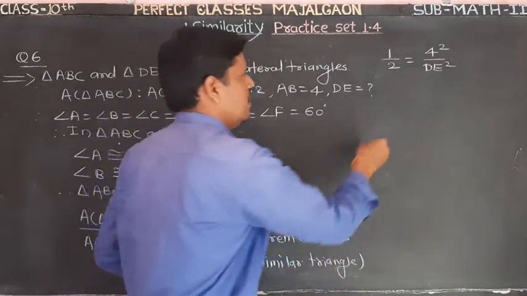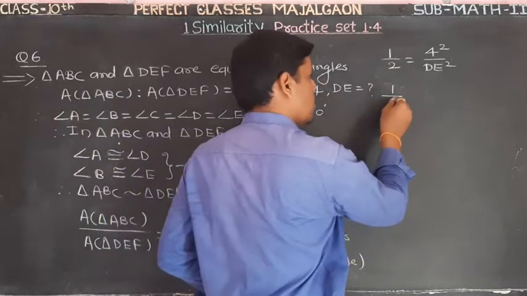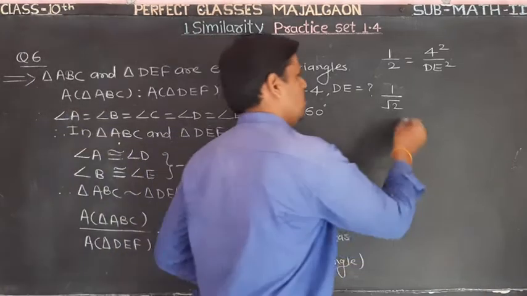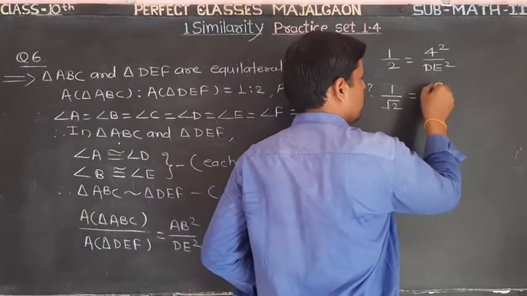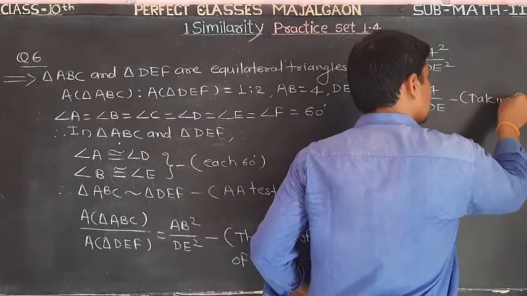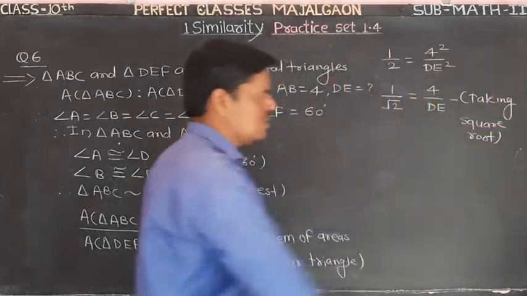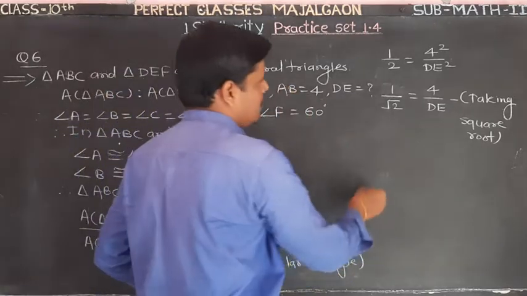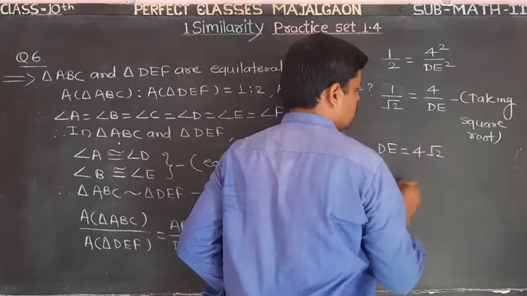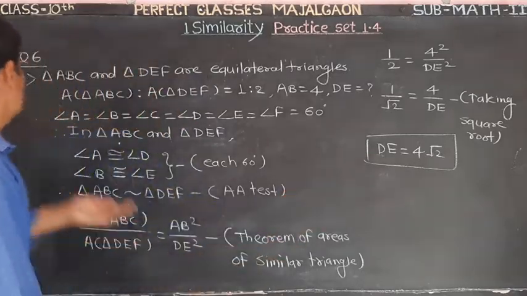Taking square root, the square root of 1 is 1. The square root of 2 is root 2, because 2 is not a perfect square. Therefore we get 4 upon DE, taking square root. Here I write the reason, taking square root. Now take cross multiplication. We get DE into 1 equals 4 into root 2. That's why we find the value of DE is 4 root 2. This is question number 6.